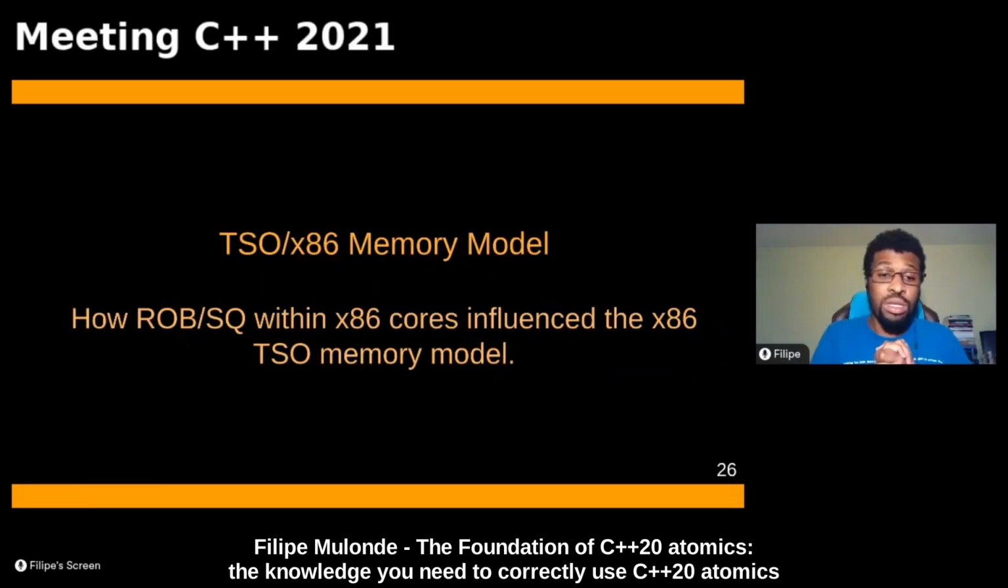But the TSO memory model, the memory model also used by the x86 architecture, is only affected by this buffer. So in the rest of this talk, I will be covering how the buffer, also called the write buffer or store queue, affects or influences the x86 total store memory model. So the goal of the talk is to understand how the write buffer within x86 cores influences the x86 total store memory model.